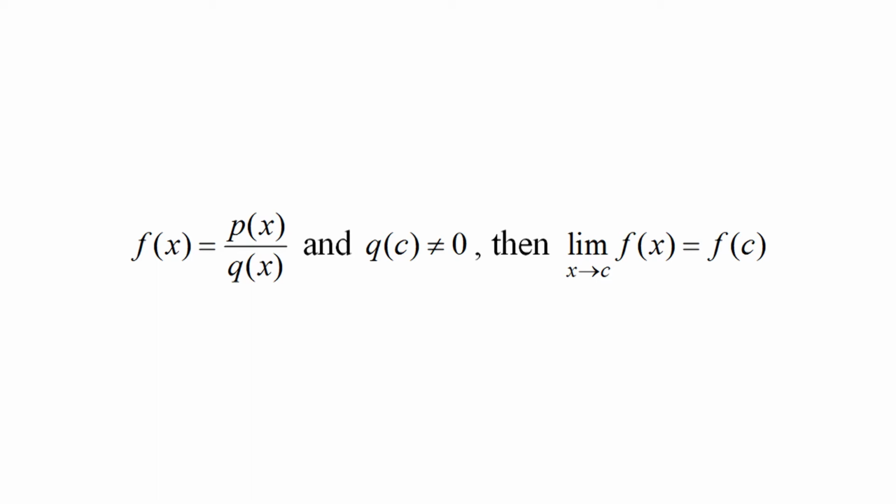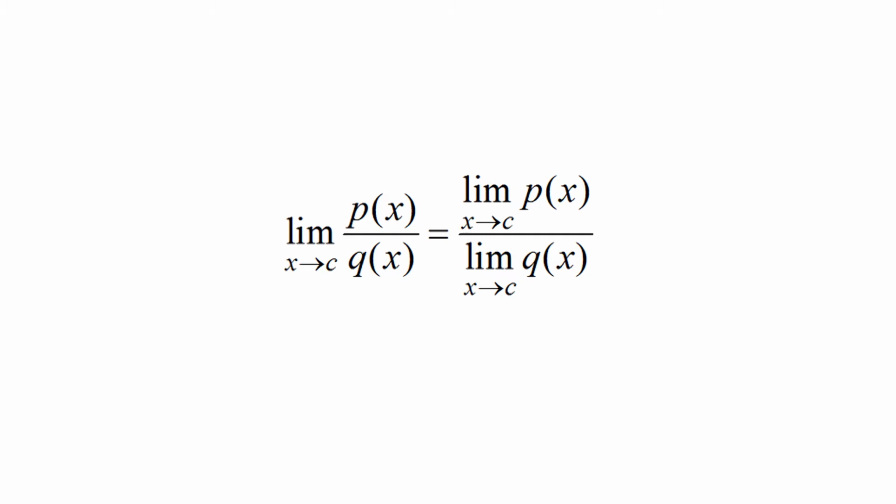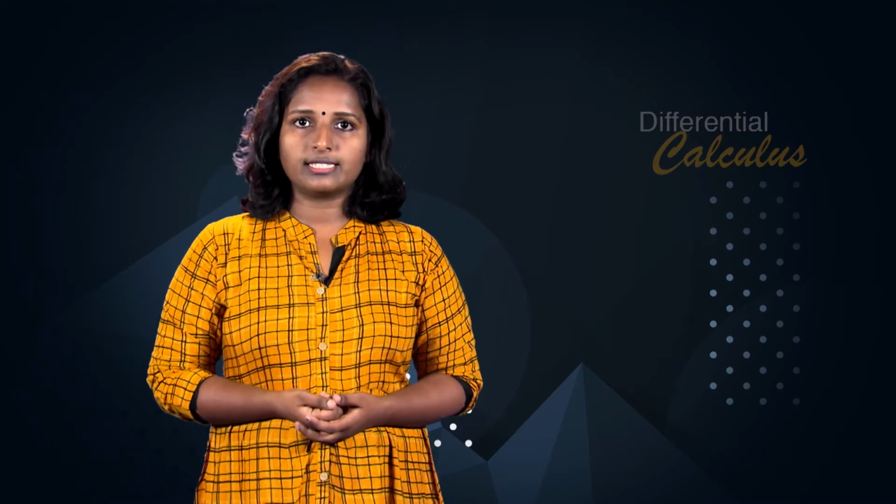The proof of the result is as follows. The limit of p(x) upon q(x) as x approaches c equals the limit of p(x) as x approaches c upon the limit of q(x) as x approaches c, by the quotient rule of limit of functions, which is equal to p(c) upon q(c). As both p(x) and q(x) are polynomials, their limit as x approaches c is obtained by substituting x equal to c in the polynomial function.